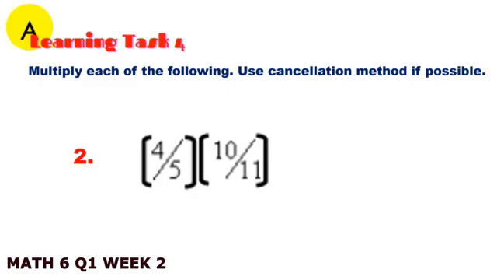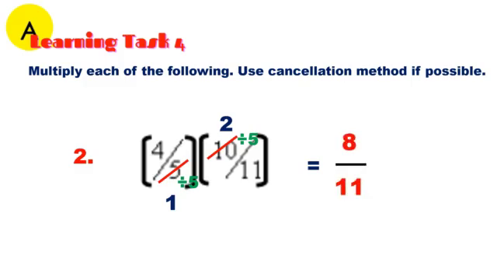Number 2. 4/5 times 10 over 11. Let's cancel 10 and 5. And the common factor is 5. 10 divided by 5 equals 2. 5 divided by 5 equals 1. You cannot cancel 4 and 11. So 4 times 2 equals 8. 1 times 11 equals 11.